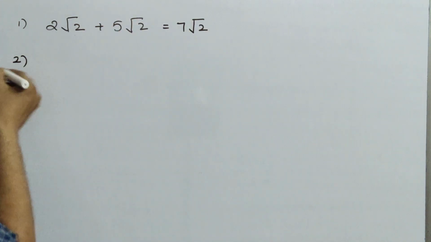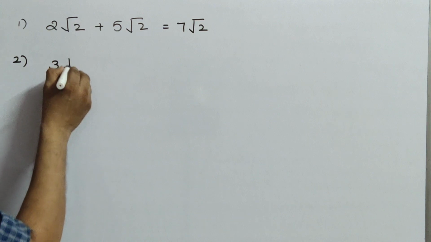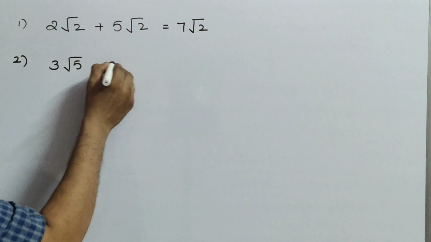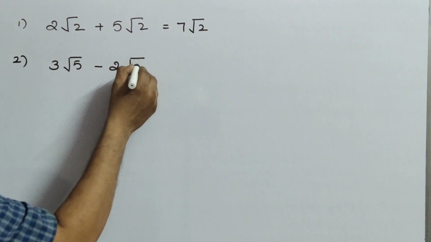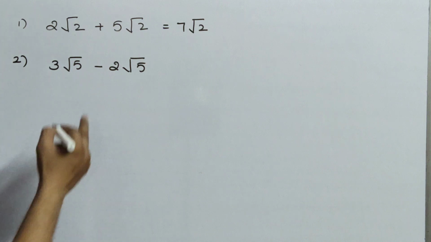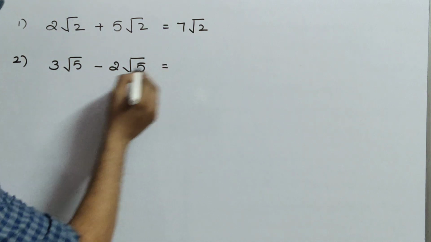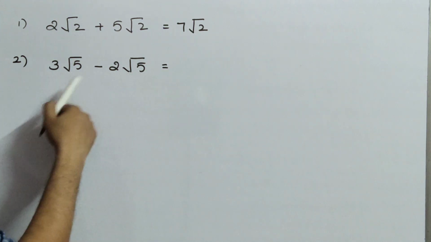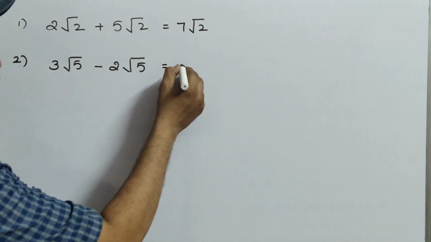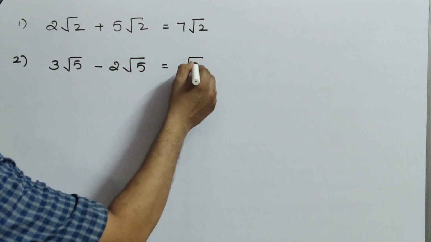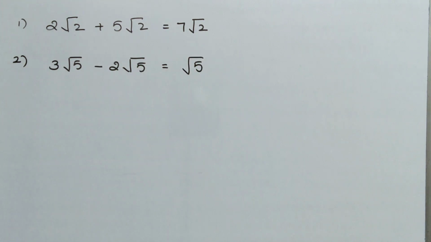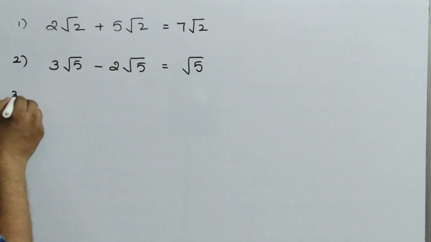Okay, next. 3 into root 5 minus 2 into root 5. These both are like terms, root 5 and root 5, so you can subtract very easily. So 3 minus 2 is 1. 1 no need to write, so root 5. If you write it also, no problem. Okay, next.